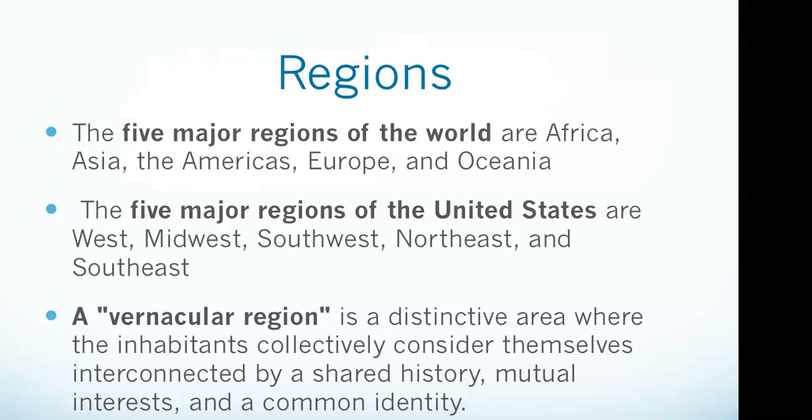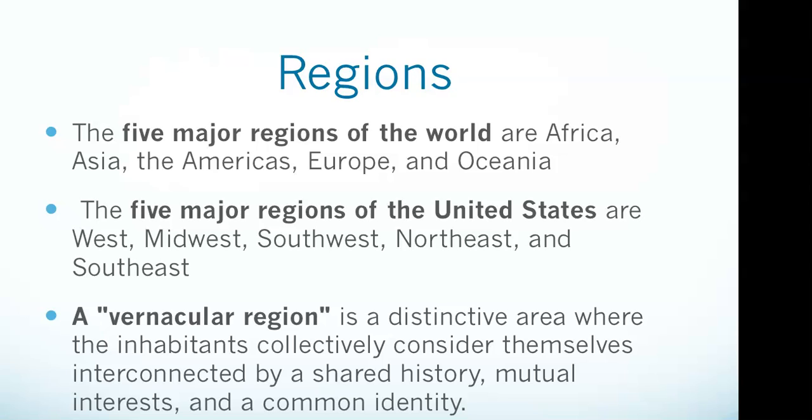As far as the U.S. is concerned, the 5 major regions of the United States are West, Midwest, Southwest, Northeast, and Southeast. The West includes Colorado, Wyoming, Montana, Idaho, Washington, Oregon, Utah, Nevada, California, Alaska, and Hawaii.